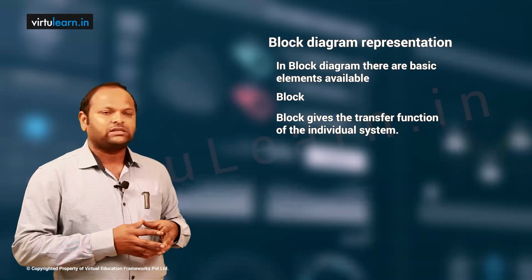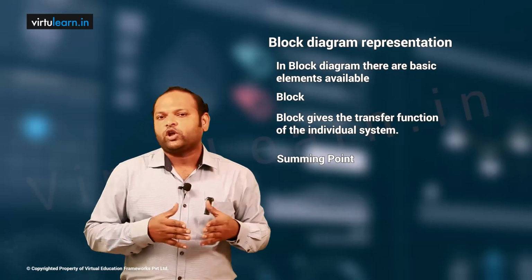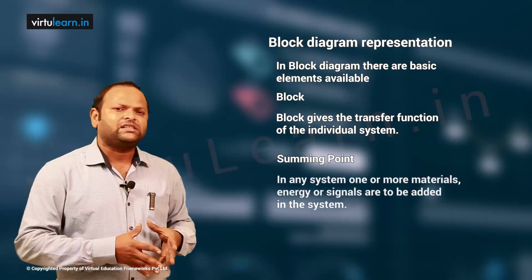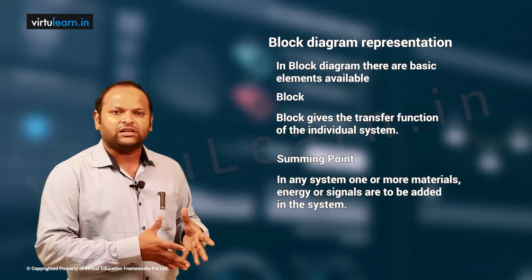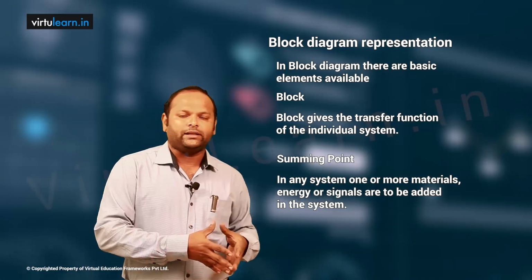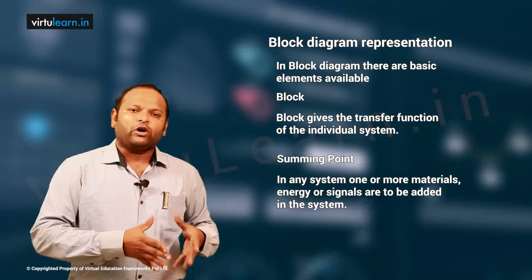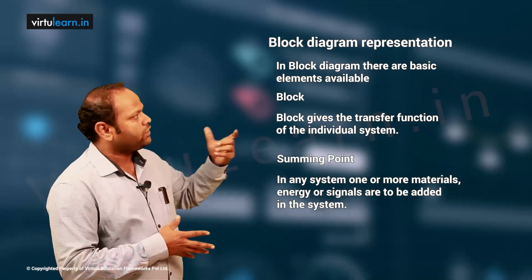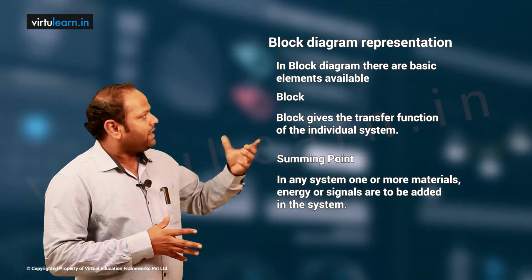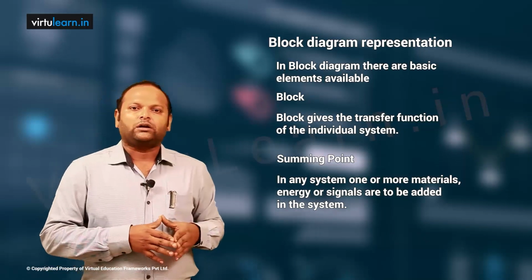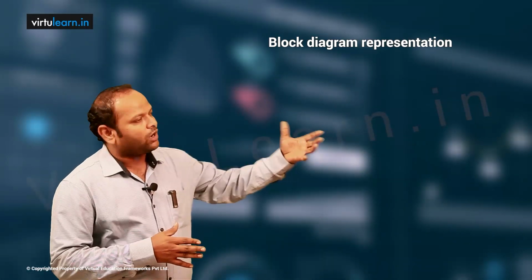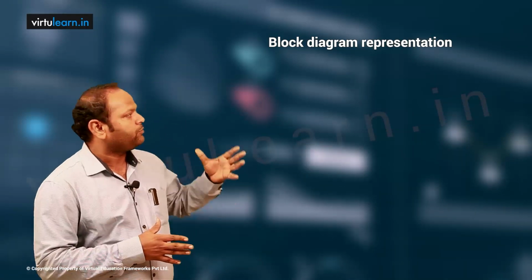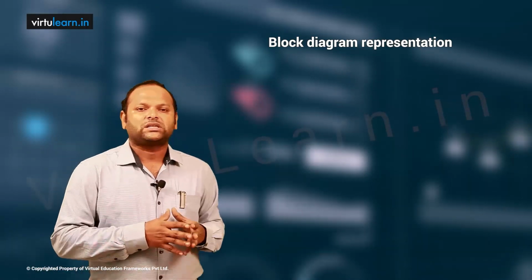The second one is the summing point. What do you mean by summing point? In any system, one or more materials or energy or signals ought to be added in the system. So if you want to add any signal, we need to use the summing point. There can be a 2-input summing point, 3-input summing point, and so on, 4, 5, 6, any number of inputs can be added using the summing point.